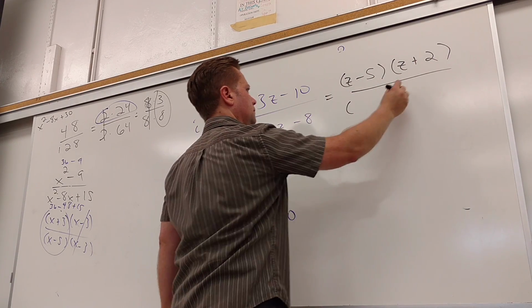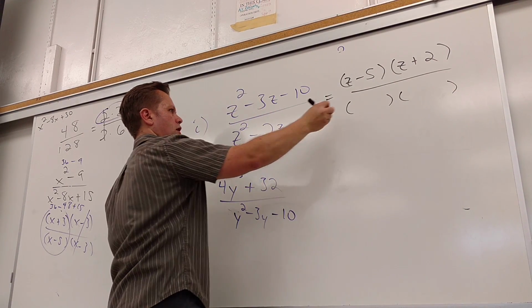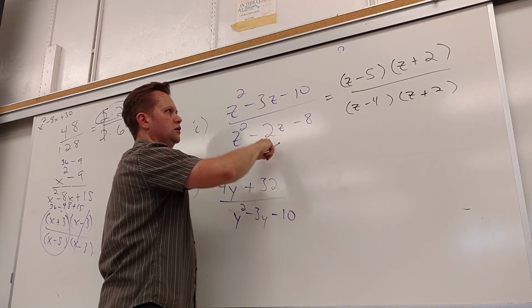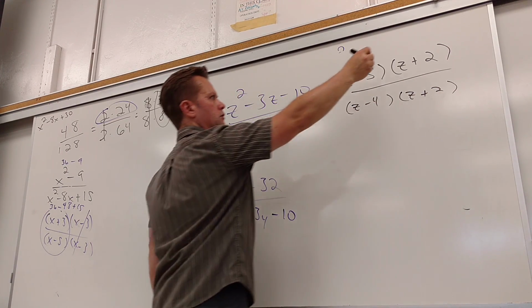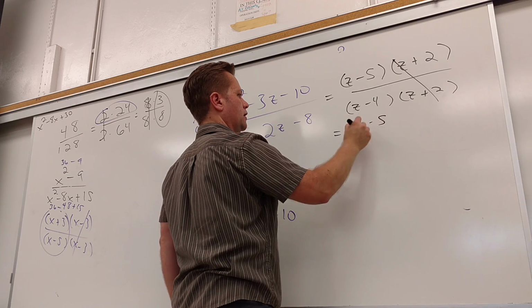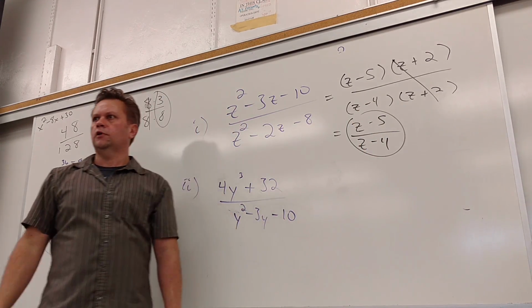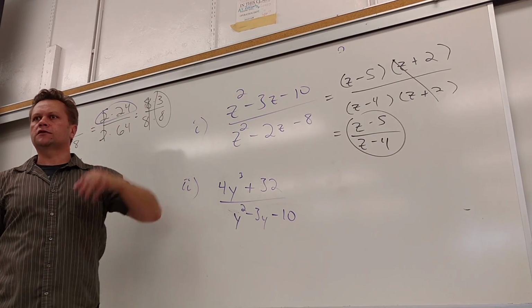So what do you got on the bottom? Z minus 4, Z plus 2. Yeah, Z minus 4. Negative 4 and 2 makes negative 2. Good, so then what cancels? Z plus 2. Good, so the answer is Z minus 5 over Z minus 4. Bam! And you can check yourself by picking a value for Z.